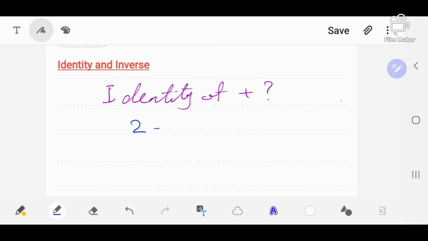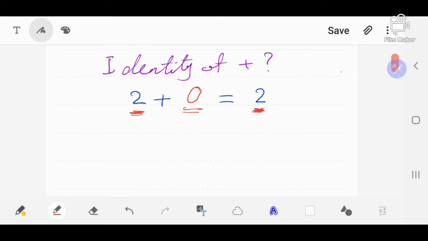Let's say I want to apply 2 plus a number and I want the answer to be 2 again. I don't want any change on the number. Well, most of you will say that number should be 0 because 2 plus 0 will remain 2. Actually, this is the identity of addition. 0 will be the identity of addition because it does not change the value. So the identity means that the value remains the same without any changes. So identity of addition will be 0.